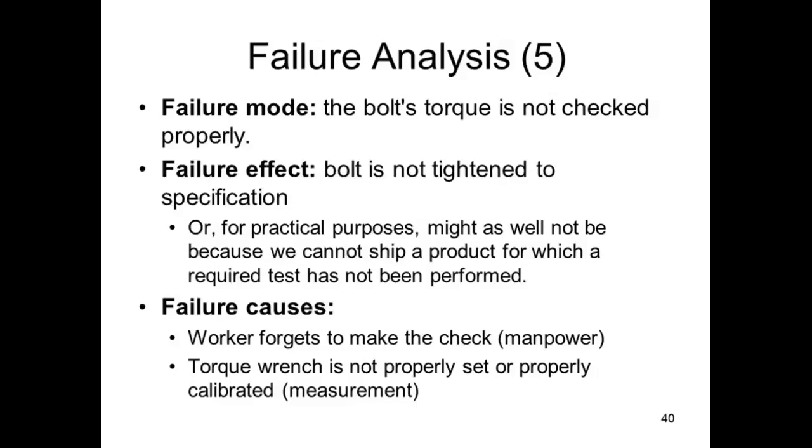Failure causes: worker forgets to make the check, that's under manpower. The torque wrench is not properly set or properly calibrated, which is a measurement issue, and the AIAG FMEA manual doesn't include measurement, which is a cause and effect diagram category up front, but this is a good reason to consider it. How do we know the torque wrench is properly set and properly calibrated?